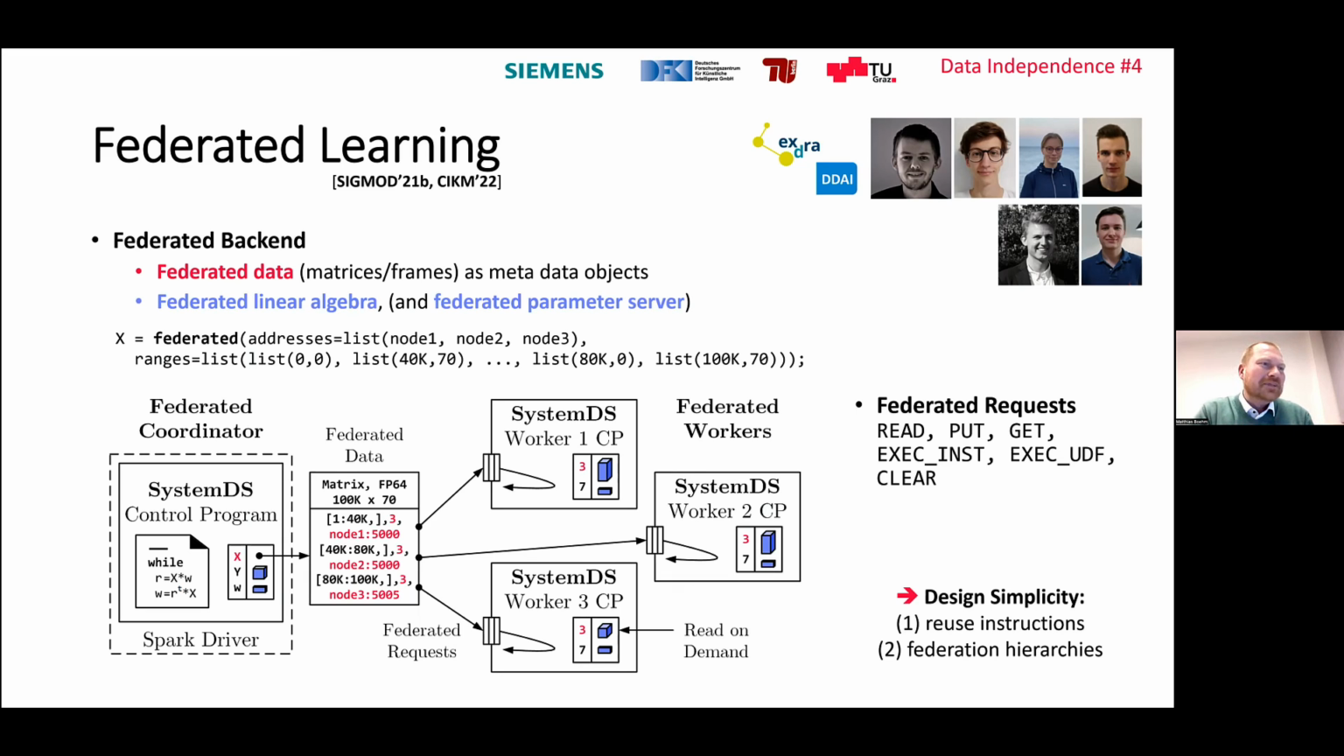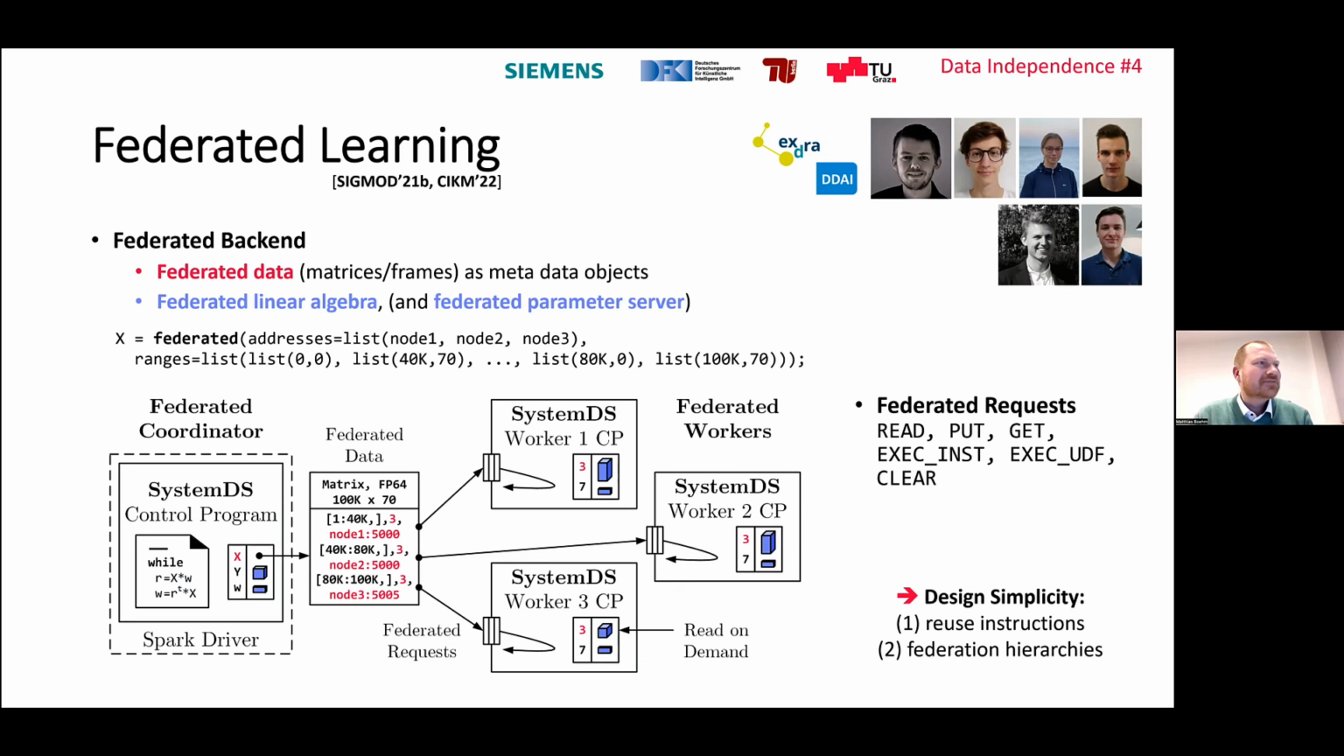The reason we accomplished supporting all those different operations is an abstraction where we introduced very few so-called federated requests, such as put, which puts a local data object onto the federated site, and get, which is the data exchange in the other direction. There are also high-level primitives such as executing an instruction, which executes a local instruction on particular input datasets, which allows us to completely reuse all the instructions from our local backend.